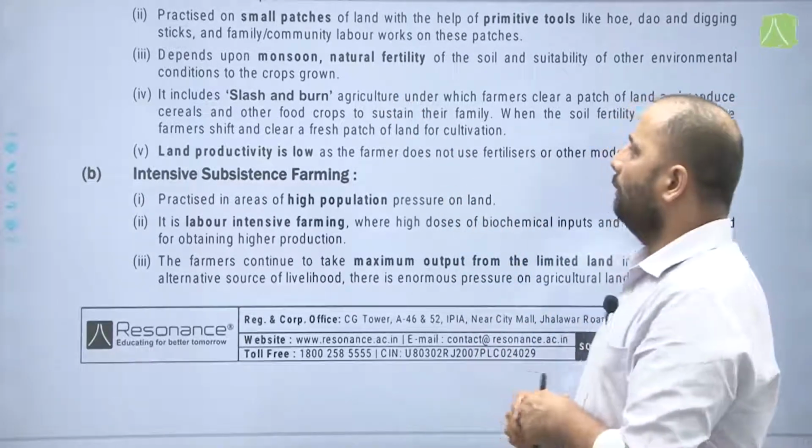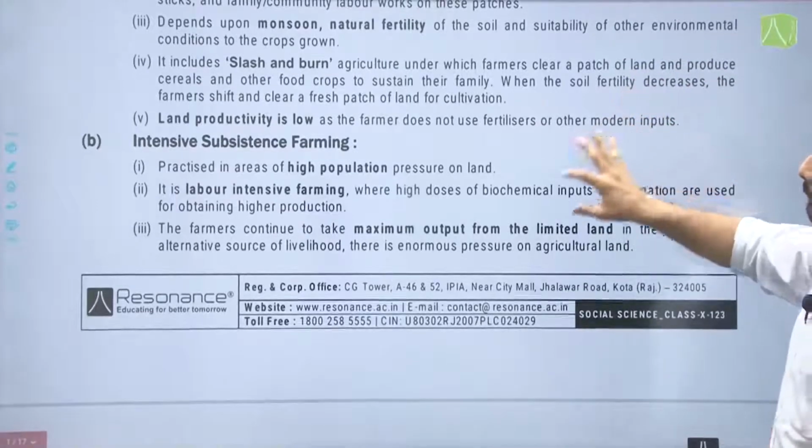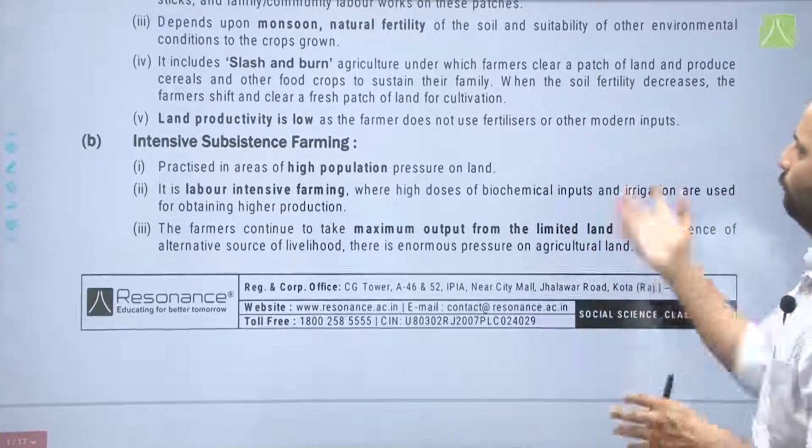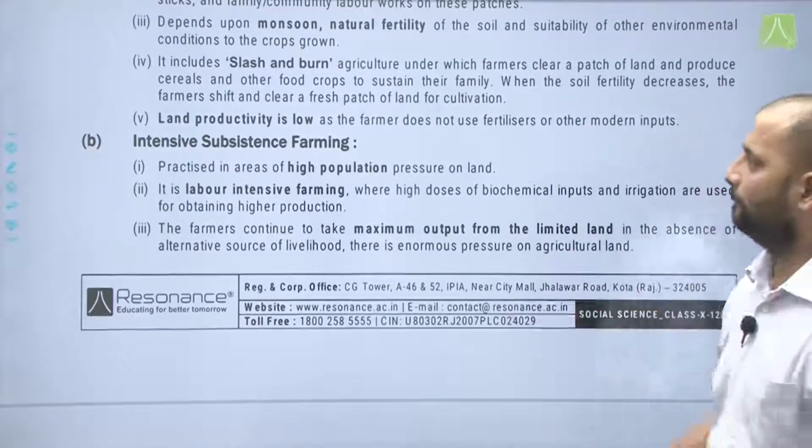question type. Okay, so land productivity is low as the farmer does not use fertilizer or other modern inputs.